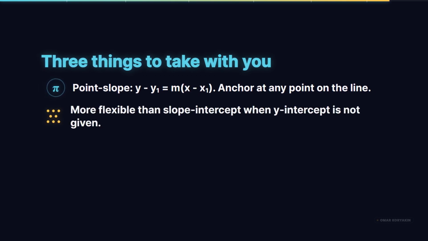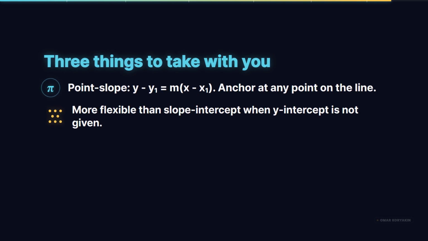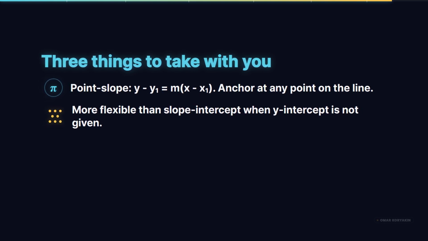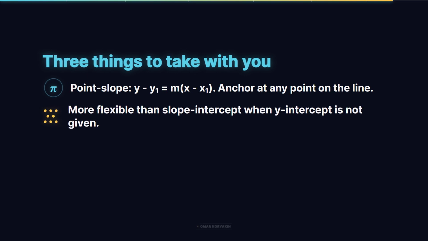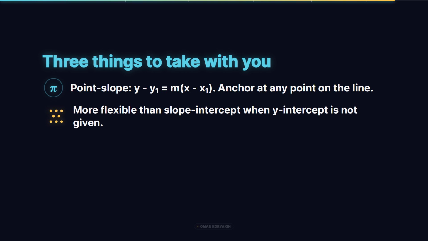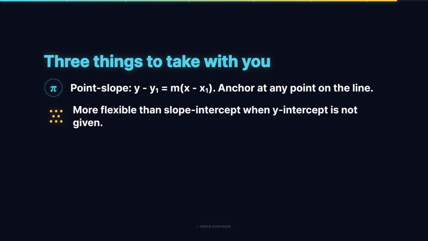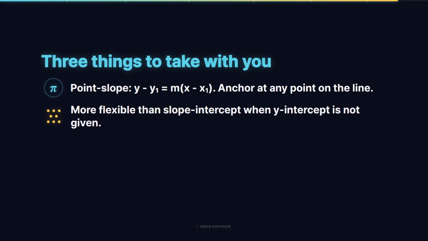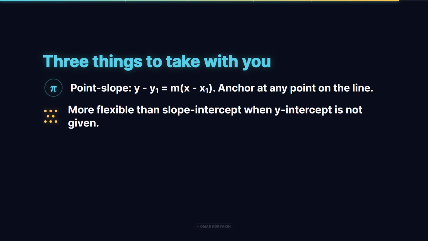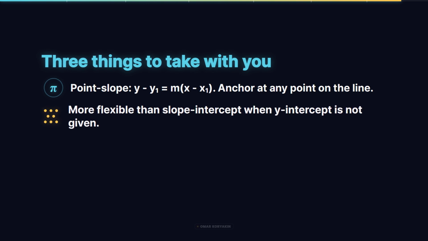Second, the point-slope form is more flexible than the slope-intercept form because the anchor point can be any point on the line, not restricted to the y-intercept point. Whenever you are given a slope and a point that is not the y-intercept, point-slope is the natural form to use. The form is also more natural for physics, finance, and calculus applications where the starting condition is at a specific time or position rather than at zero.